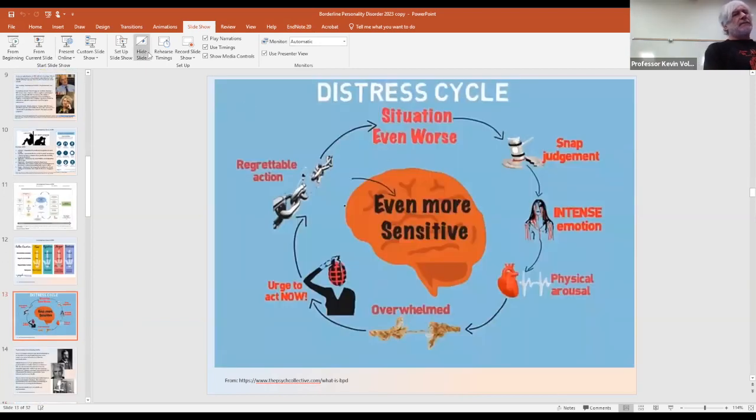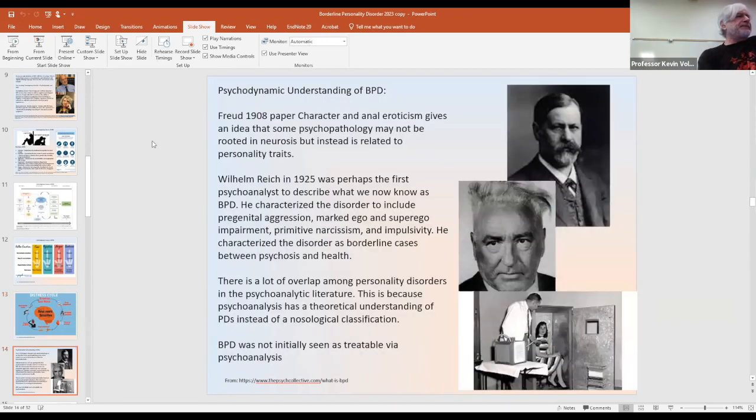The stress cycle, again, yeah, sure, this happens. Snap judgment, interrupted thinking, impulsive, intense emotion, causes physical arousal. There's been research about this. Person feels overwhelmed, they feel the urge to act, they do something impulsively that they regret, make the situation even worse, and it just keeps going round and round and round. That makes the person more sensitive to what's going on in the outside world. Okay. Another way to think about it. All right, questions on all this stuff before I get to the psychodynamic stuff?